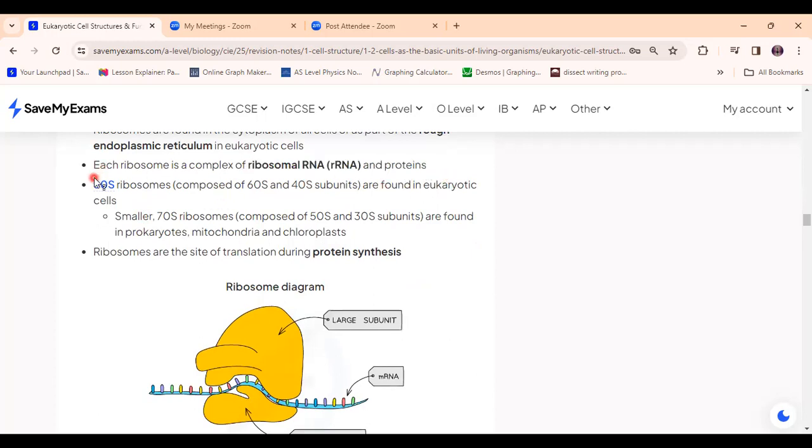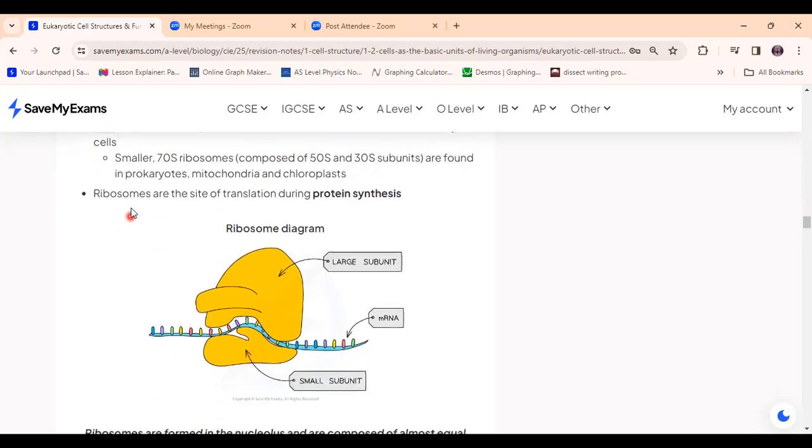And we've got 80S ribosomes, which are composed of 60S and 40S subunits, and they are found in eukaryotic cells, as compared to 70S ribosomes, which are found in prokaryotes like mitochondria and chloroplasts. Well, actually, mitochondria and chloroplasts are considered to be prokaryote-like, but it's sort of a theory.